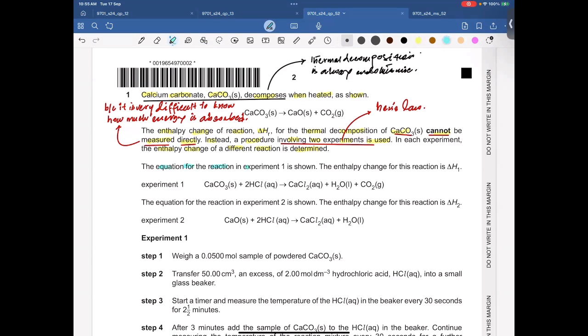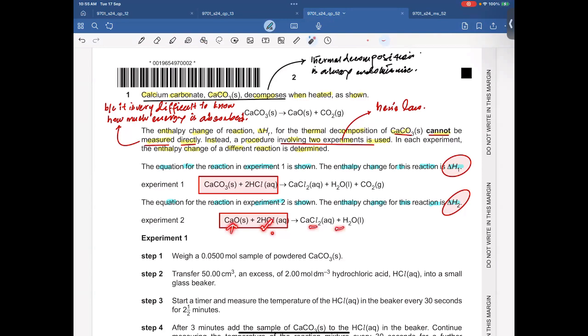The equation for the reaction in experiment 1 is shown. The enthalpy change for this reaction is delta H1. All right, that's very important. The equation for the reaction in experiment 2 is shown. The enthalpy change in this reaction is delta H2. Now in delta H1, calcium carbonate is reacting with hydrochloric acid, whereas in reaction 2, calcium oxide is reacting with hydrochloric acid. You know that it is a basic oxide, it can react with acid to form salt and water. Calcium carbonate, when treated with hydrochloric acid, gives salt, water, and carbon dioxide gas.